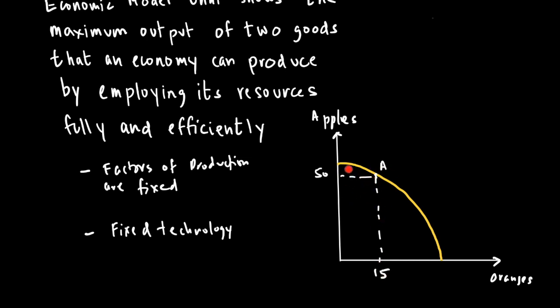Now, if the economy decides it wants more oranges, what do they do? They simply decide to go from point A to point B, which would give them, for example, 25 of oranges. So this is plus 10, but they will then have to sacrifice something of apples, let's say 10 of apples.